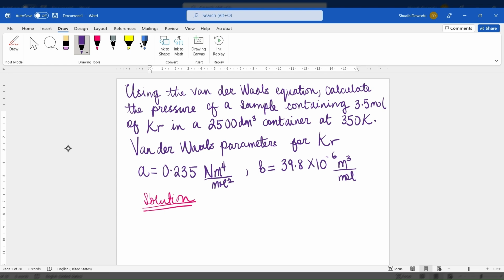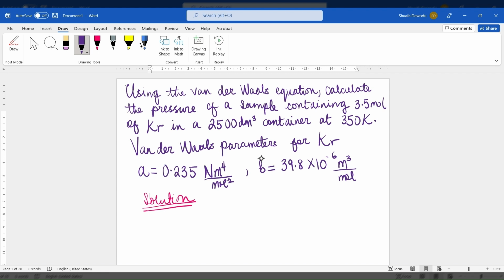Today we're going to be working on the question on the screen that says, using the van der Waals equation, calculate the pressure of a sample containing 3.5 moles of krypton in a 2500 dm cube container at 350 Kelvin. Van der Waals parameters for krypton: A is equal to 0.23 Newton meter to the power of 4 per mole squared, and B is 39.8 times 10 to the power of negative 6 meter cube per mole.